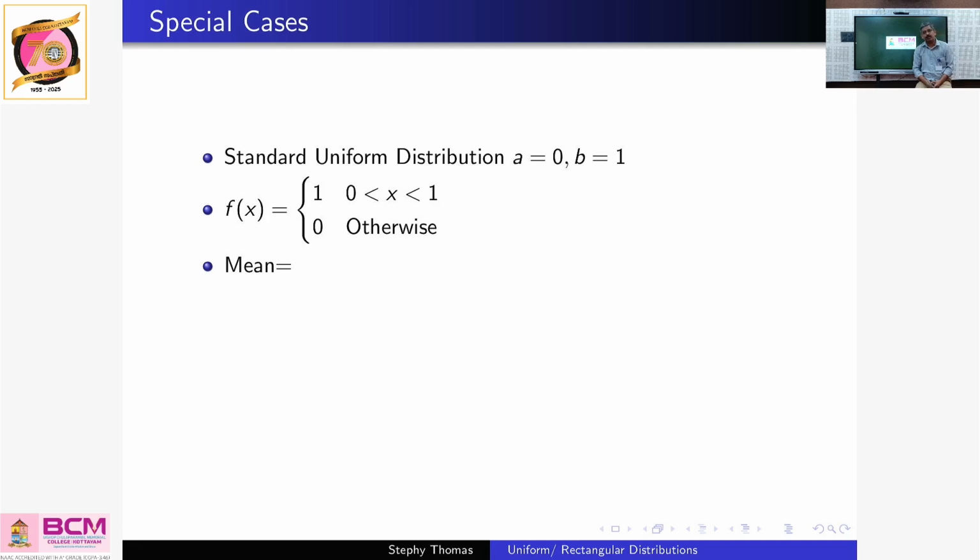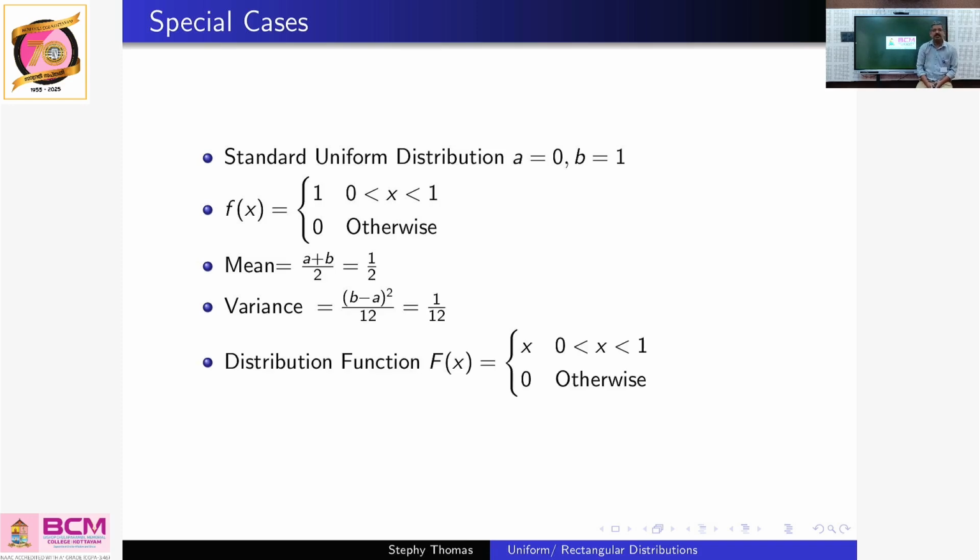And its mean, we have derived the mean in the case of a uniform distribution over the range a to b as a plus b divided by 2, and here it becomes 1 by 2. And the variance, earlier we derived it as b minus a the whole square divided by 12. Here it becomes 1 minus 0 the whole square divided by 12, that is equal to 1 by 12. So the distribution function, earlier it was x minus a divided by b minus a, now x minus 0 divided by 1 minus 0, so that is equal to x.